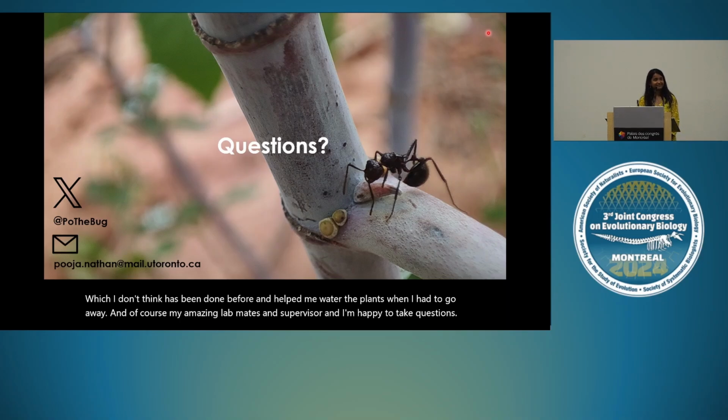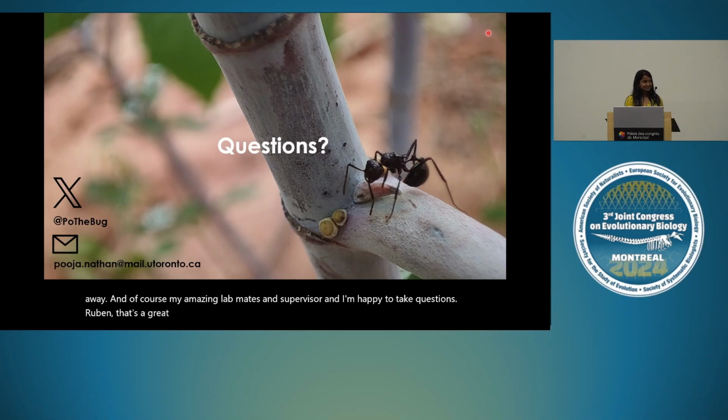Rowan? That was a great talk. So I'm wondering if you know anything about tritrophic interactions in this system. In some cases, when herbivores feed on plants, volatiles attract parasitoid wasps that then parasitize the herbivores. Do you think there's a role for that in maybe modulating herbivory?